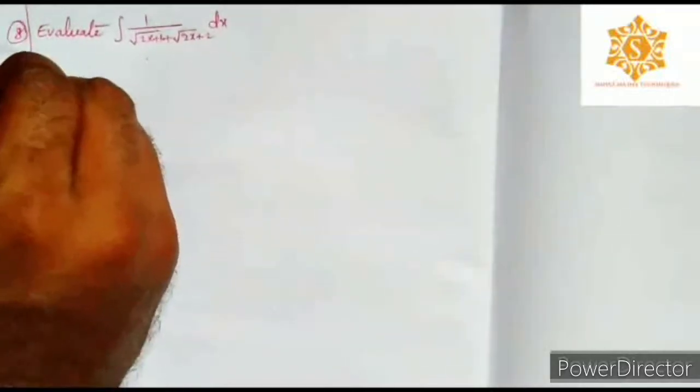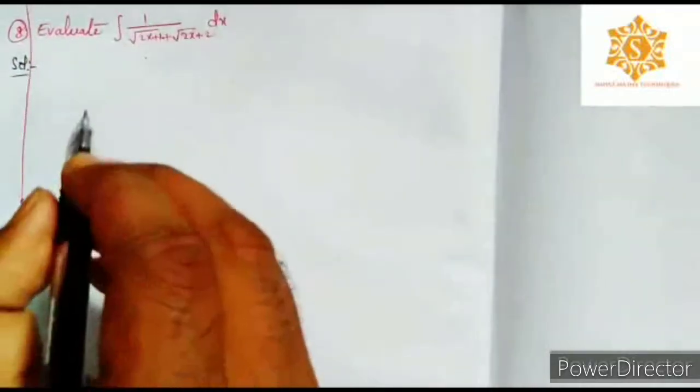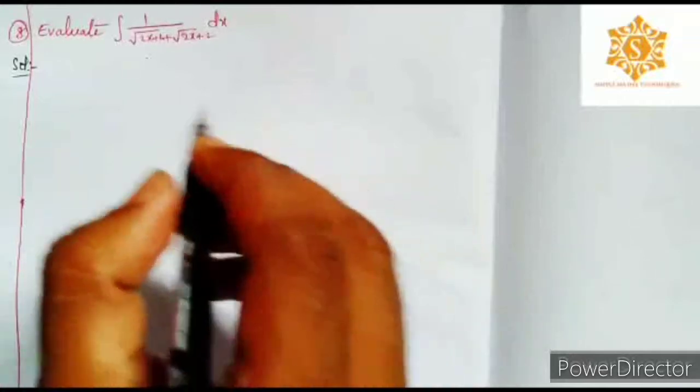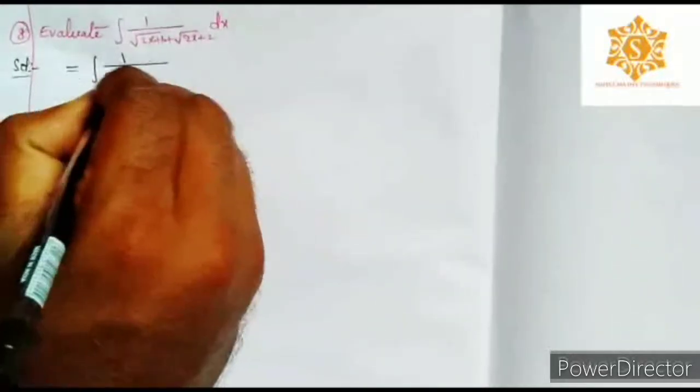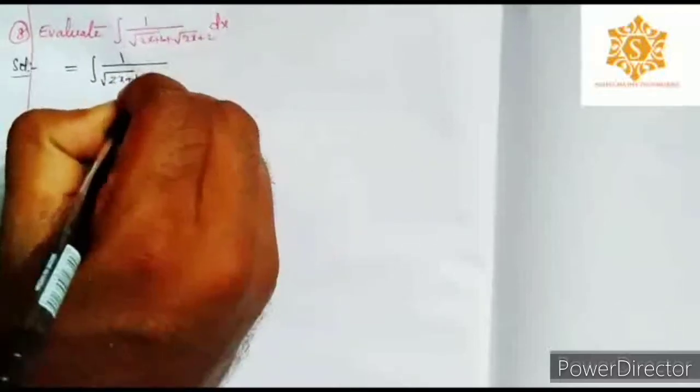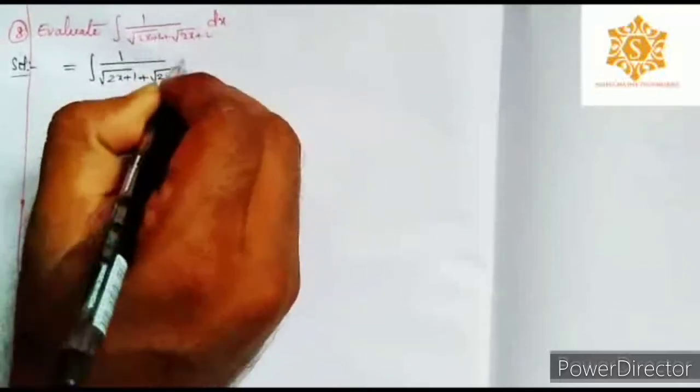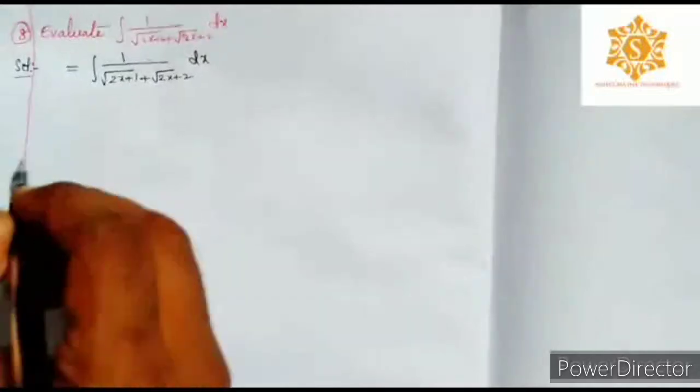The next problem: evaluate the integration of 1 by square root of (2x+1) plus square root of (2x+2) dx. So given that, integration of 1 by square root of (2x+1) plus square root of (2x+2) into dx.